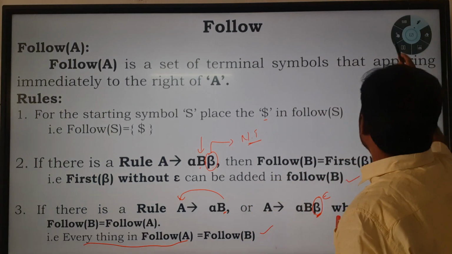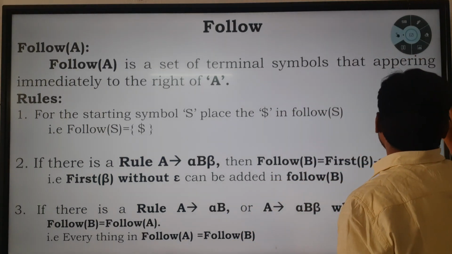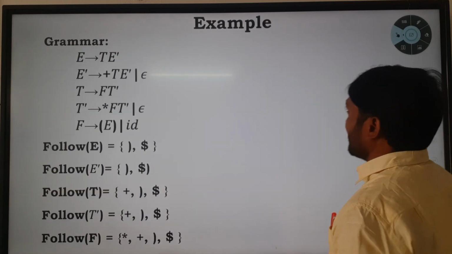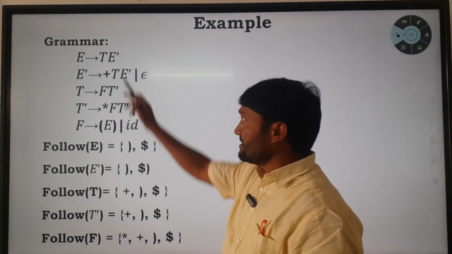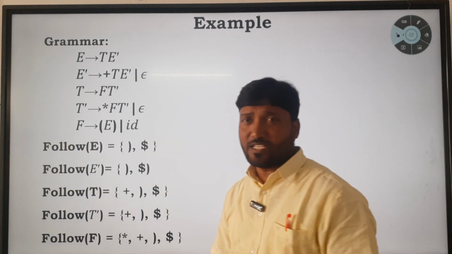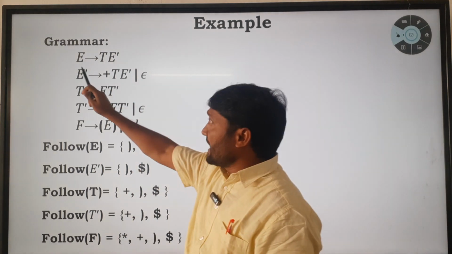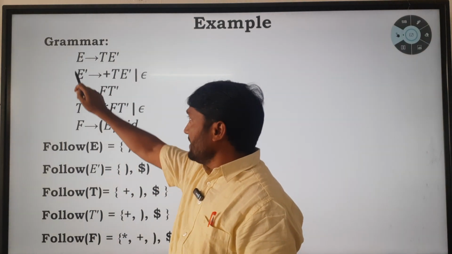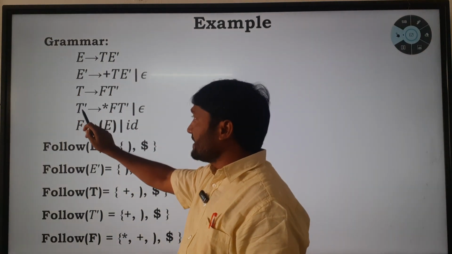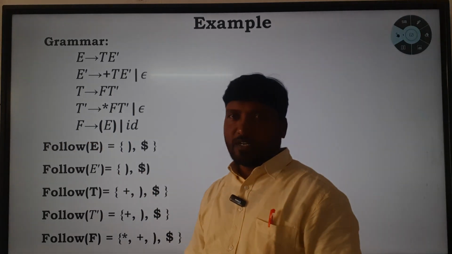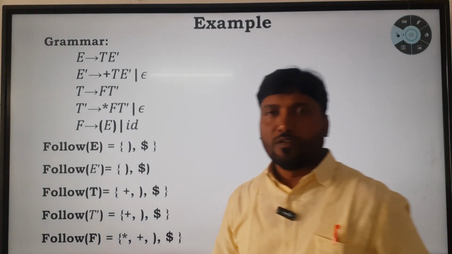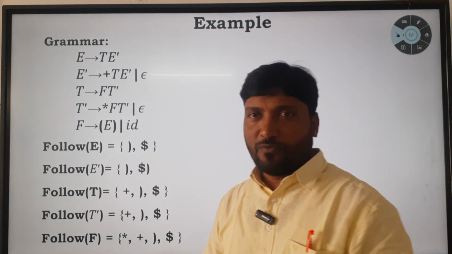Let us see a simple example to understand clearly how to calculate the follow function. This is the given grammar. We have to calculate the follow function for E, E dash, T, T dash, F. So for those five non-terminal symbols, we are going to calculate the follow function.